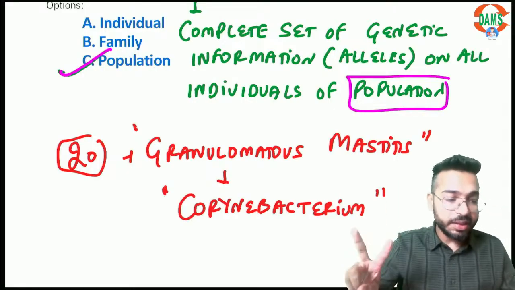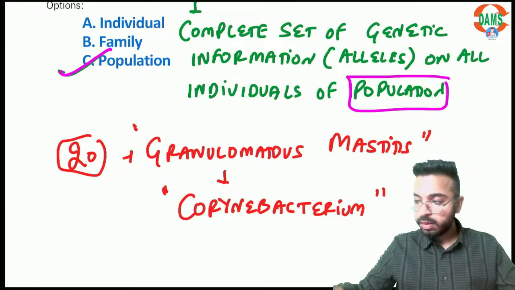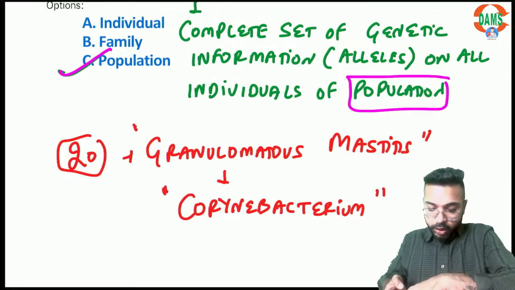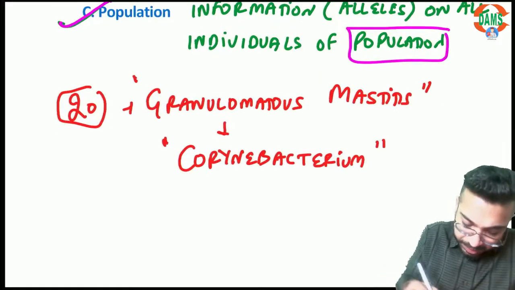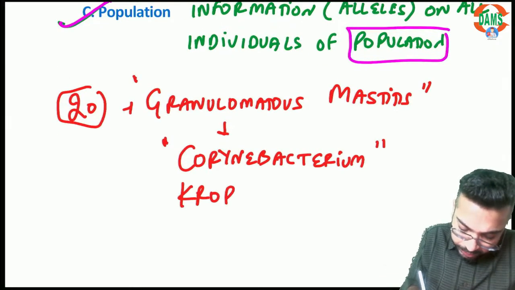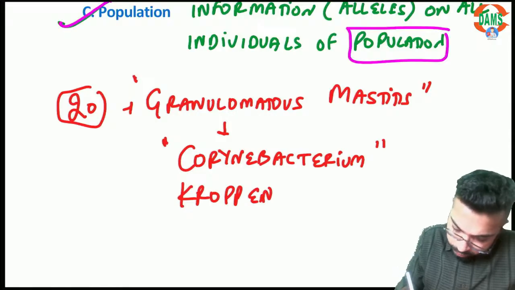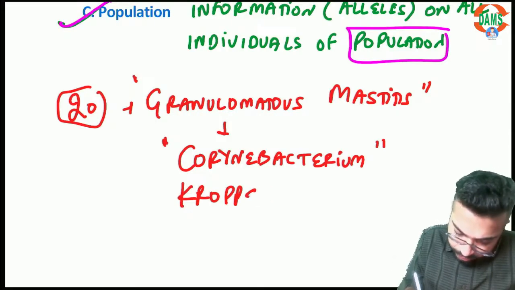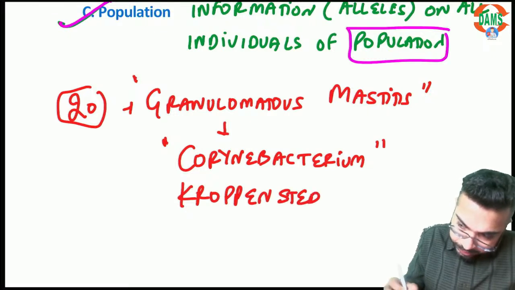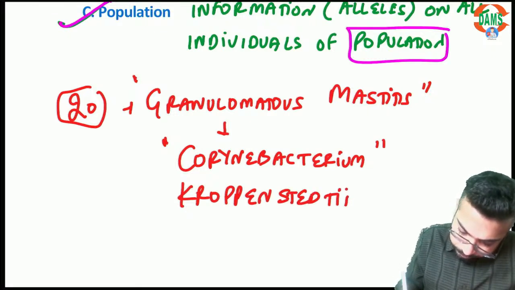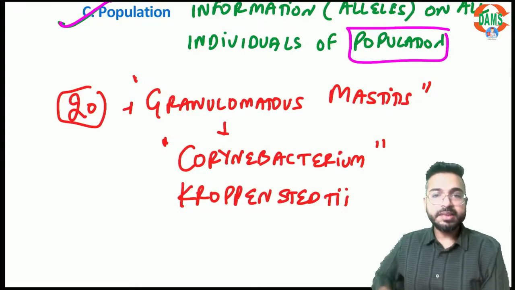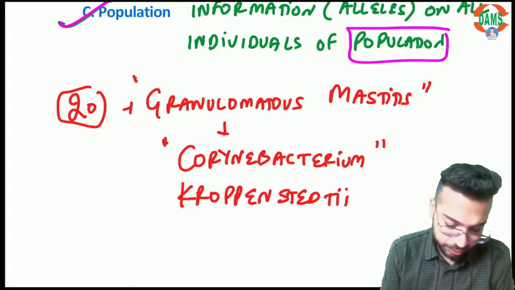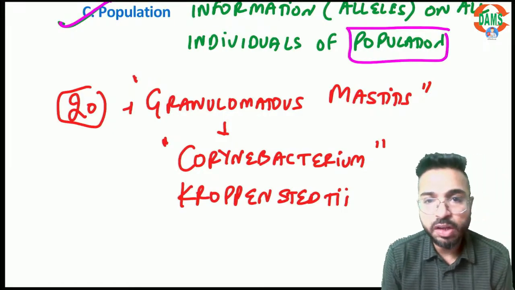Now, people who have given this. Okay, so there were two options given. Then the best answer is Corynebacterium. So Corynebacterium is the best one which causes granulomatous mastitis.